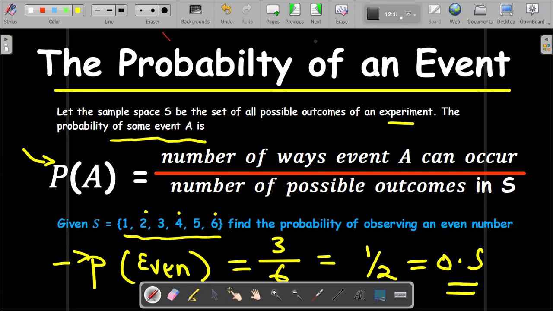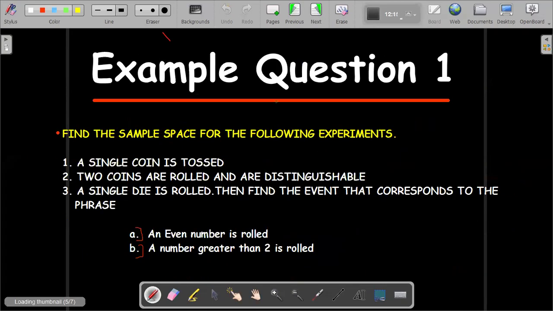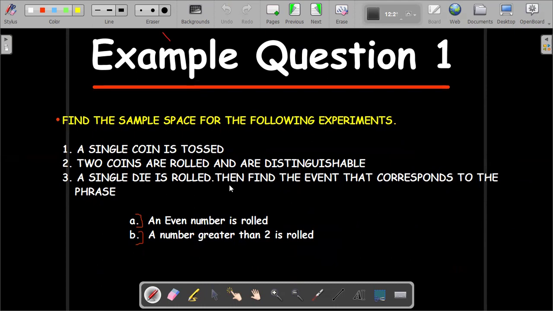Okay, so if there are no questions, I'll proceed to our example for today. Based on the things that I've taught, exam questions can come from there. So the first one there is an example about writing the sample space or finding the sample space. So example 1 here, they're saying find the sample space for the following experiments.